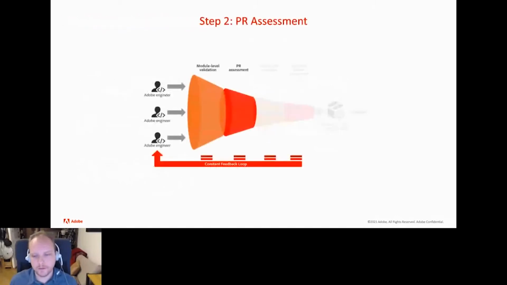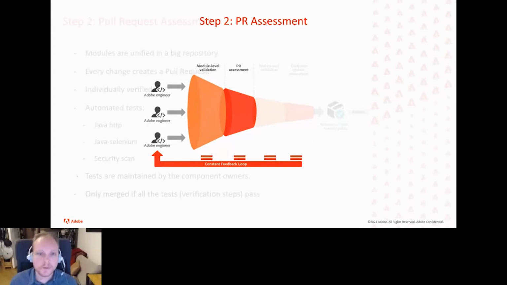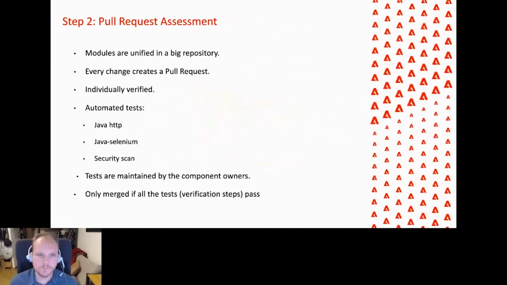Once this has been verified, we move to the next step in the pipeline, which is the PR assessment or pull request assessment. In this pull request assessment, the modules are now integrated into a unified big repository. And here, the incoming changes are all verified on a pull request model.